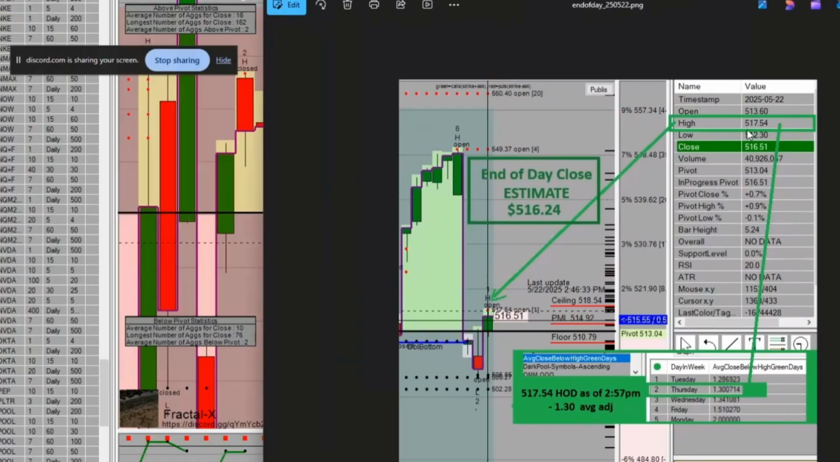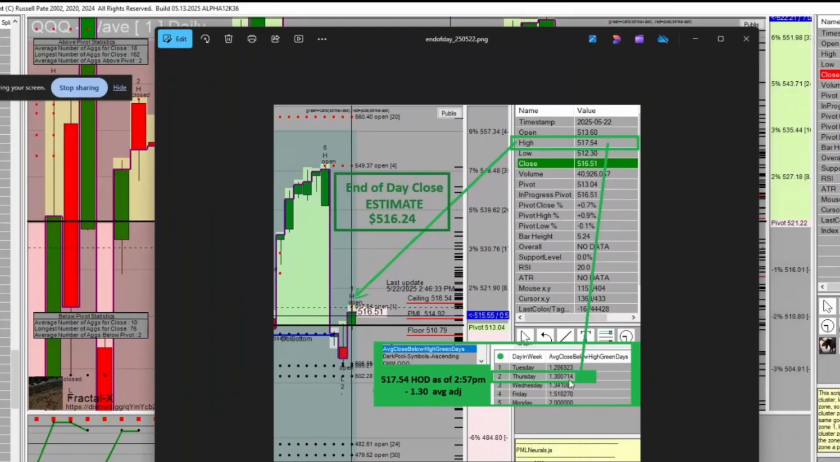We took the high. We took our number out of the data warehouse. We subtract it when it's high because we're looking for the pullback from the wick. And we got 516.24. We closed at 516.51. So this was a pretty cool one where it worked out really well.